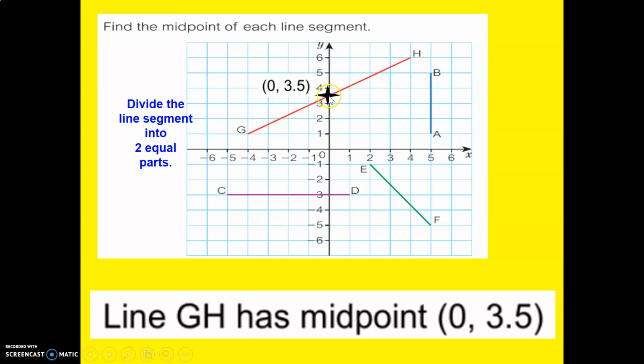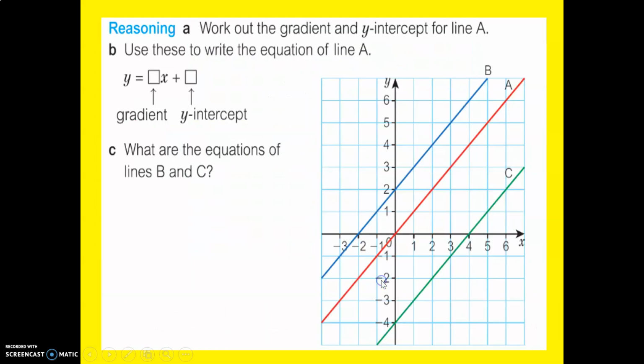And this is the midpoint, wherein x is 0 and y is 3.5. Therefore, line GH has midpoint 0, 3.5. Let's try another example. Work out the gradient and y-intercept for line A. Line A is the red line.